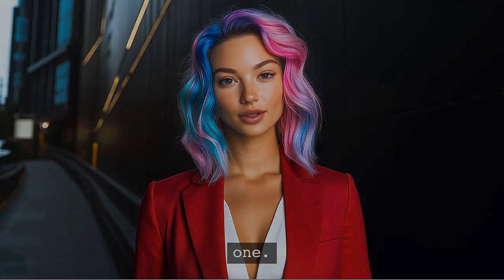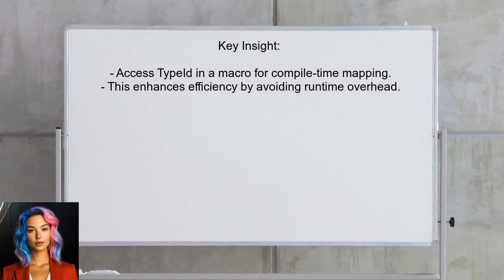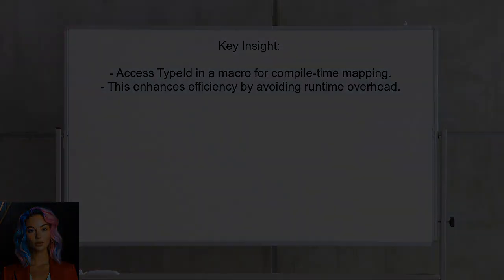Let's take a look at another one. An alternative approach proposed by a user involves creating a library that establishes a bidirectional mapping from types to type names. This mapping would be used for both serialization and deserialization with a type marker. They suggest implementing a function to register types not owned by your package and using a macro annotation for types declared within your package. Additionally, the user mentions that if there's a way to access a type ID in a macro, it could facilitate the mapping process at compile time instead of runtime.